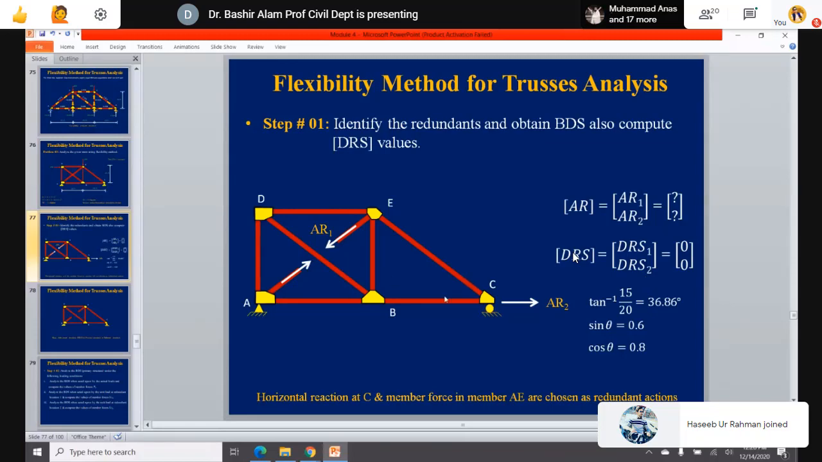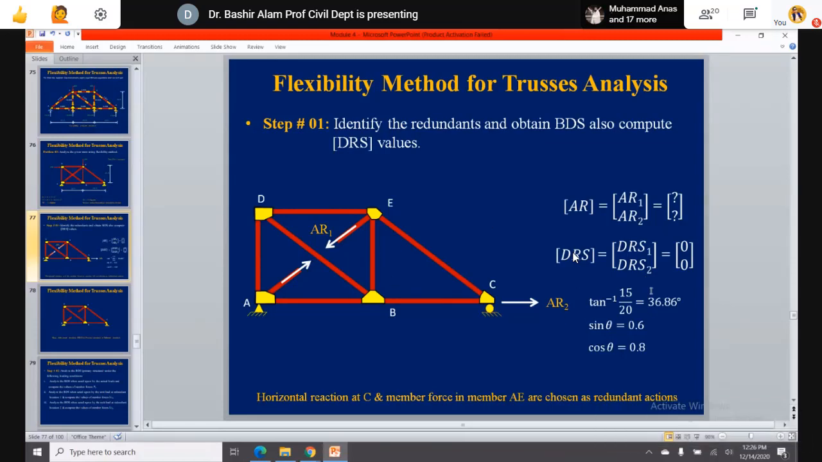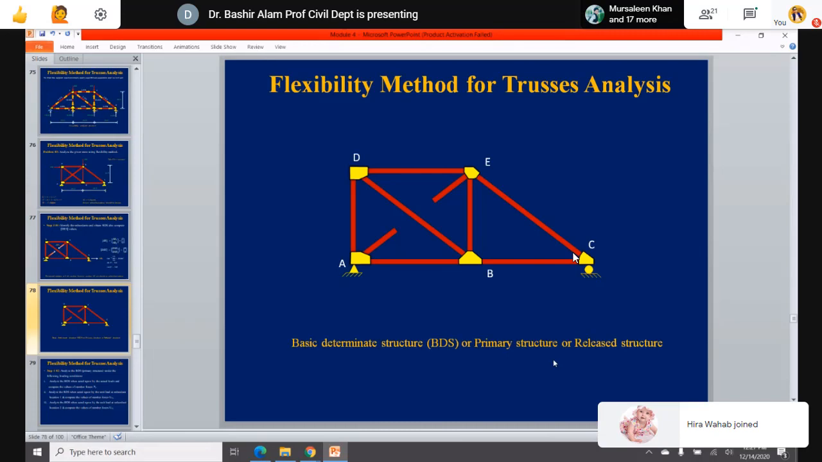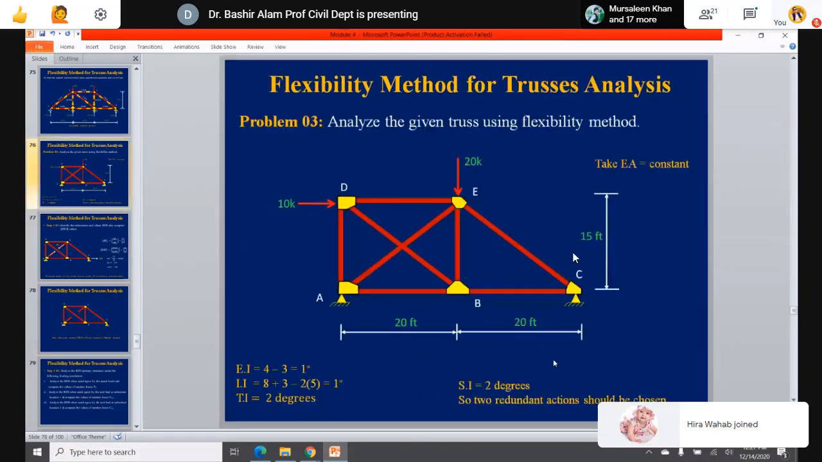DRS1, DRS2 are the corresponding displacements. Now displacements are 0, 0. So we take them 0, 0 here. And we find out the theta also. Tangent theta is equal to 15 divided by 20, and sine theta and cos theta we are finding out. This is now the basic determinate structure. Now let's go back and you draw this structure first. Problem number 3, you draw this quickly.